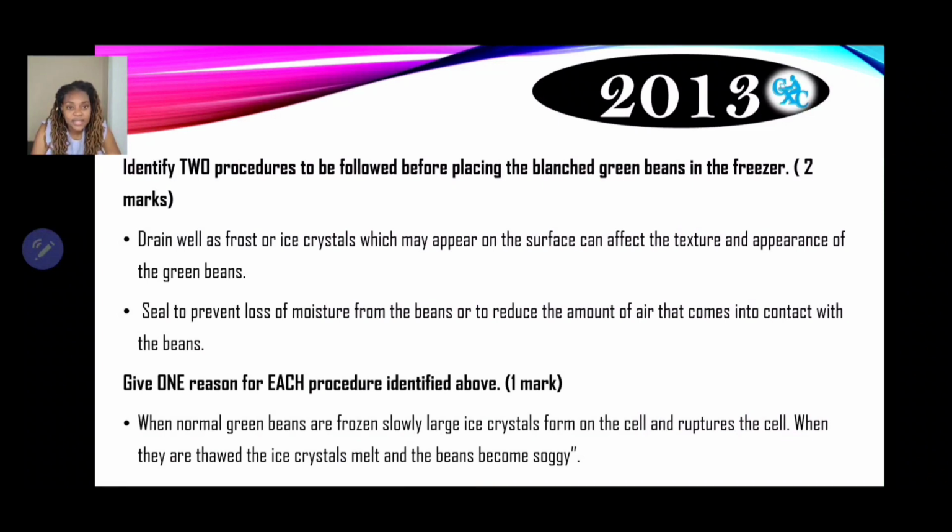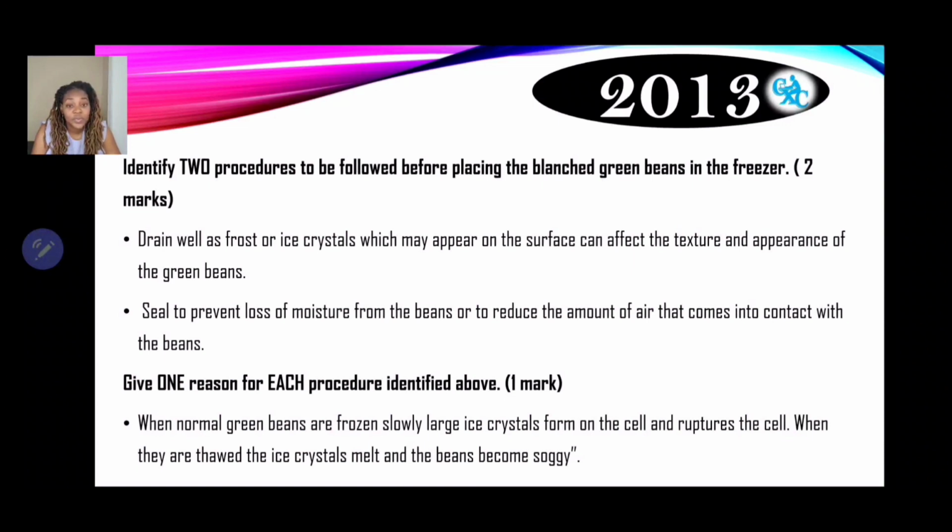Now the next procedure is to seal the package to prevent loss of moisture from the beans, or to reduce the amount of air that comes in contact with the beans, as these will cause also destruction of the nutrients as well as ice crystals being formed. Give 1 reason for each procedure identified above.